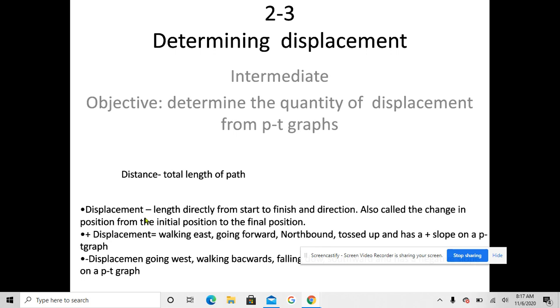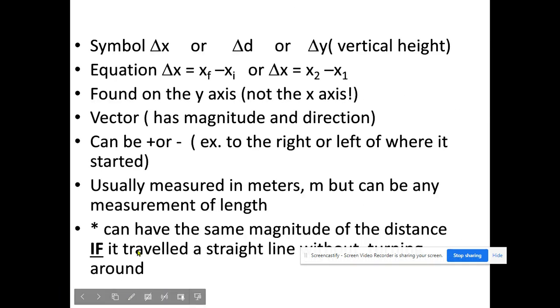Also, on a graph, a positive slope, if it's sloping up from start to finish, will be a positive displacement, and if it's sloping down from start to finish, it should correspond with the negative. The symbol we mostly use in our class is delta x, which is called the change in position. You can use change in distance, or change in y for vertical. I'm sticking with the change in x. You subtract the final minus initial. It's chronological: the last spot reached minus the first spot reached.